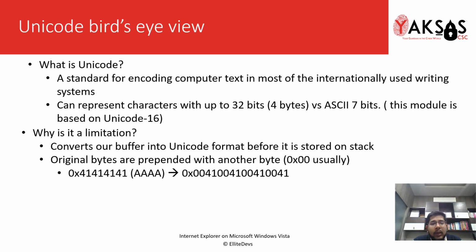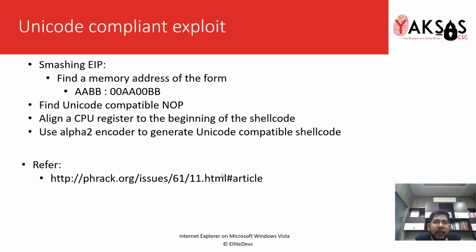Now, why is it a limitation for us? Primarily because it converts a buffer into Unicode format before it is stored into the stack. What this means is that the application will transform each byte that we send as part of a shellcode and convert it into a Unicode compatible format as shown here. So in the example here, a buffer of 41, 41, 41, 41 has been converted into 0041, 0041 and so on. So in this case, x00 has been prepended to each of these bytes and this changes the meaning of the original byte. Now, how do we work around or bypass this limitation?